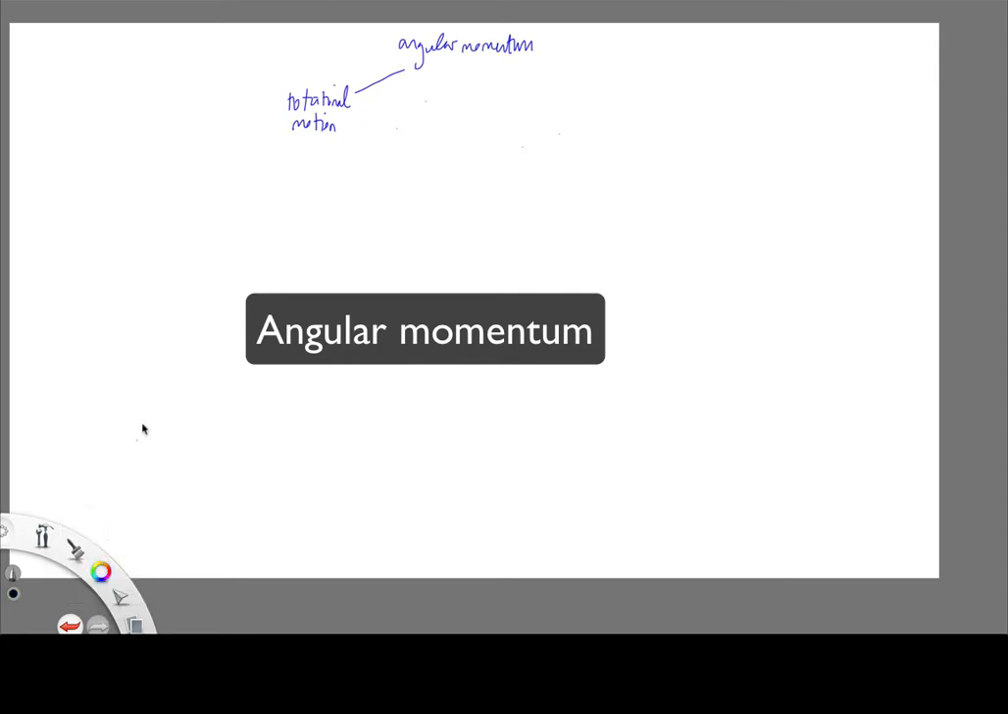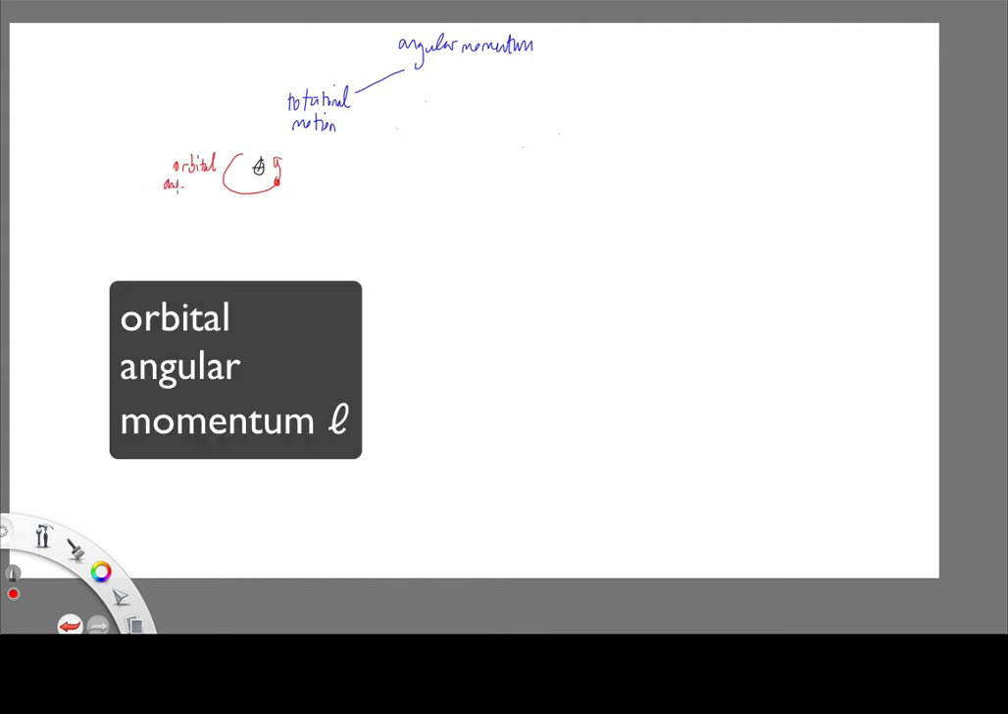One example is an atom in which we have a positively charged nucleus and an electron circulating around it. This would be orbital motion, which generates orbital angular momentum. We describe that with a quantum number L.